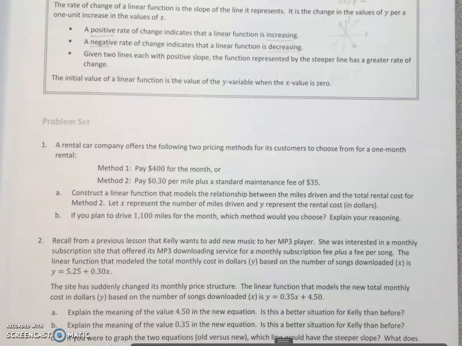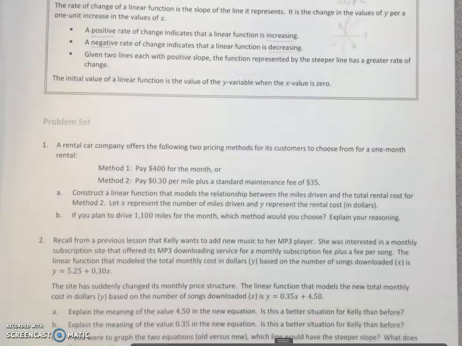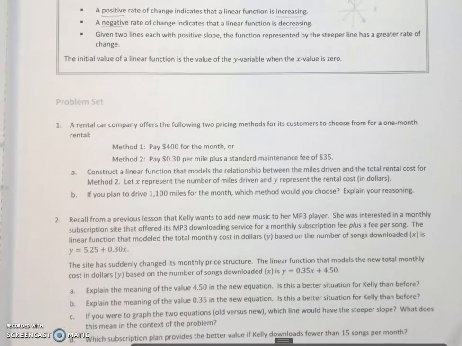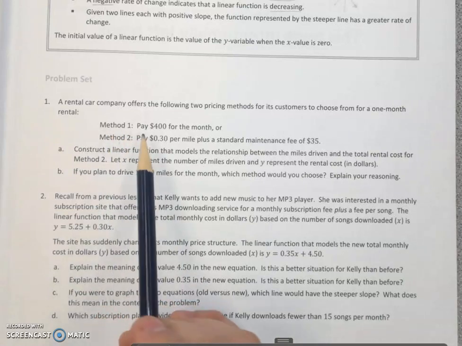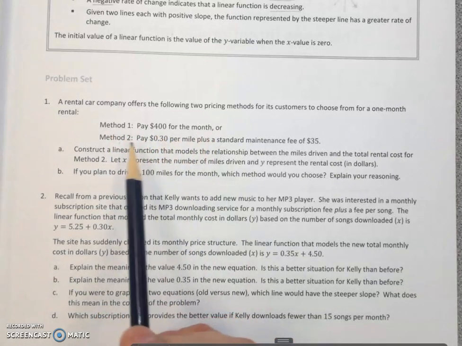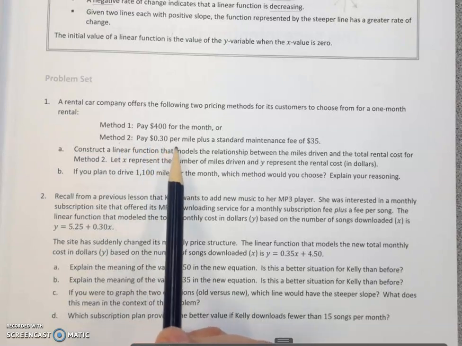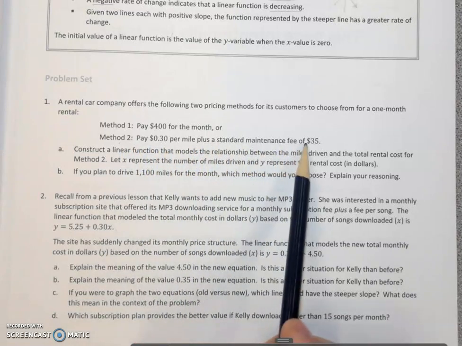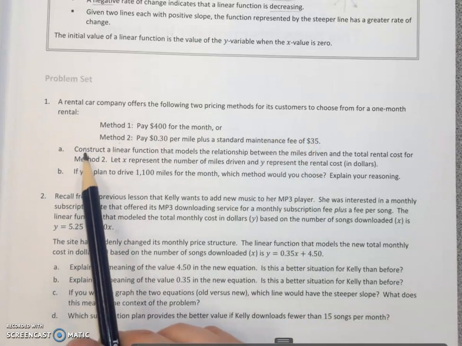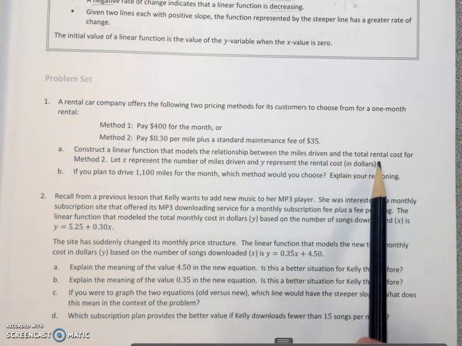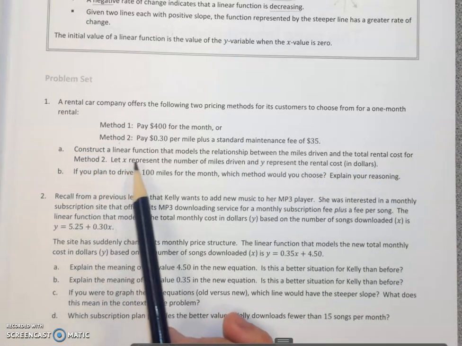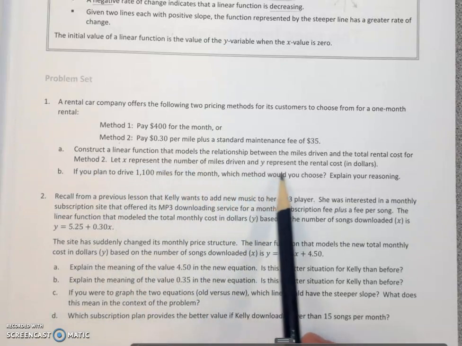A rental car company offers the following two pricing methods for its customers to choose from for a 1-month rental. So we're talking about renting a car. So when you go on vacation, maybe your parents rent a car because you flew there and you don't have a car to drive. So there's two different options. You have method 1, which is to pay $400 for the month, or method 2, which is to pay 30 cents per mile plus a standard maintenance fee of $35. Construct a linear function that models the relationship between the miles driven and the total rental cost for method 2. Let x represent the number of miles driven and y represent the rental cost.